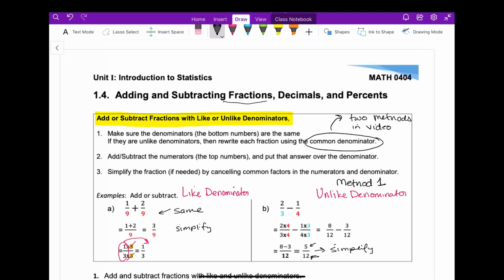Because I know 3 times 4 is 12. But I cannot do 3 times something is 5. So they do not have a 3 in common. What about a 4? Yes for the denominator, for the bottom, but no for the top. What about a 5? Yes for the top, but no for the bottom.